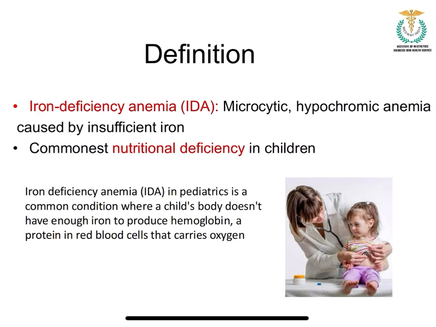So basically, what do you see? This is basically a microscopic picture of what you see under the microscope when you put in a slide of the blood smear of a child who has iron deficiency anemia. You will see small RBCs which are light colored. This is caused by insufficient iron, and this is the most common nutritional deficiency in children. So, amongst all the deficiencies that occur, iron deficiency is the most common, and the most common presentation of iron deficiency is iron deficiency anemia.